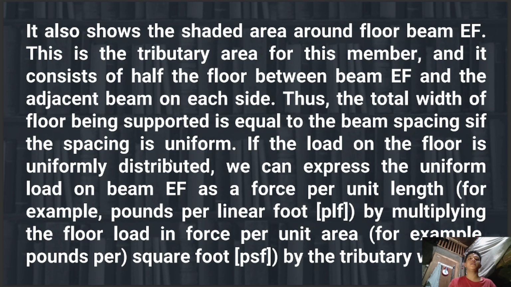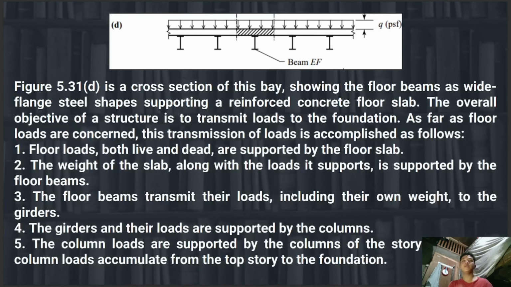Total weight of the floor being supported is equal to the beam spacing S. The spacing is uniform. If the load on the floor is uniformly distributed, we can express the uniform load on the beam as a force per unit length, for example PLF or pounds per linear foot. So it is obtained by multiplying the floor load in force per unit area, such as PSF or pounds per square foot, by the arbitrary width S. Then the next figure, which is D, is a cross section of the bay.